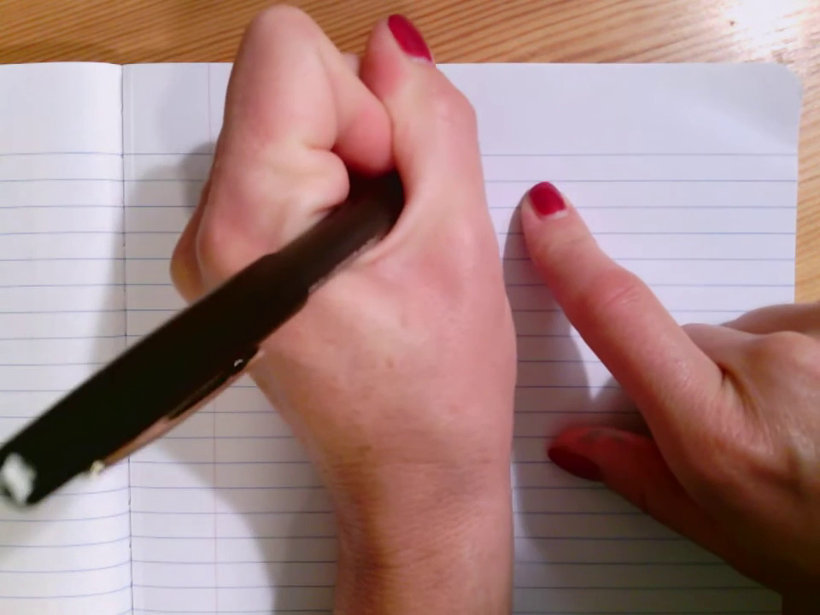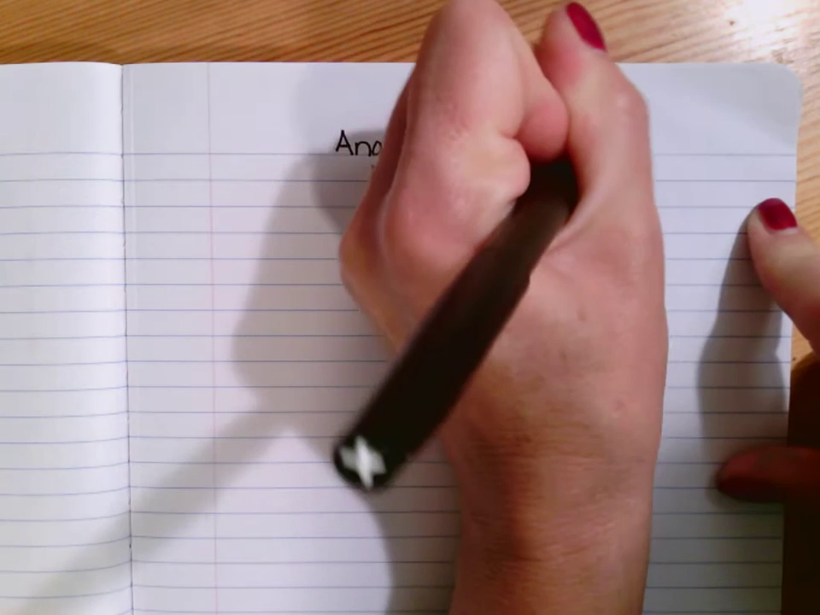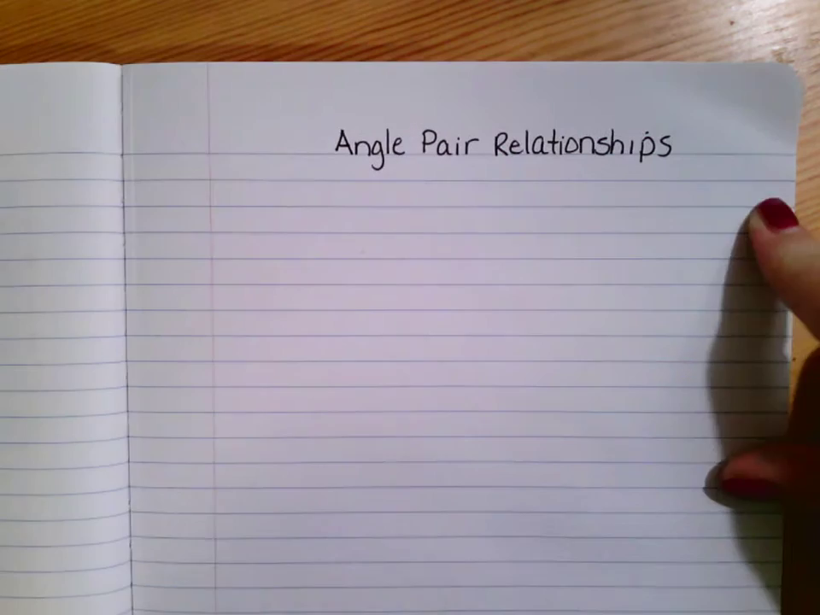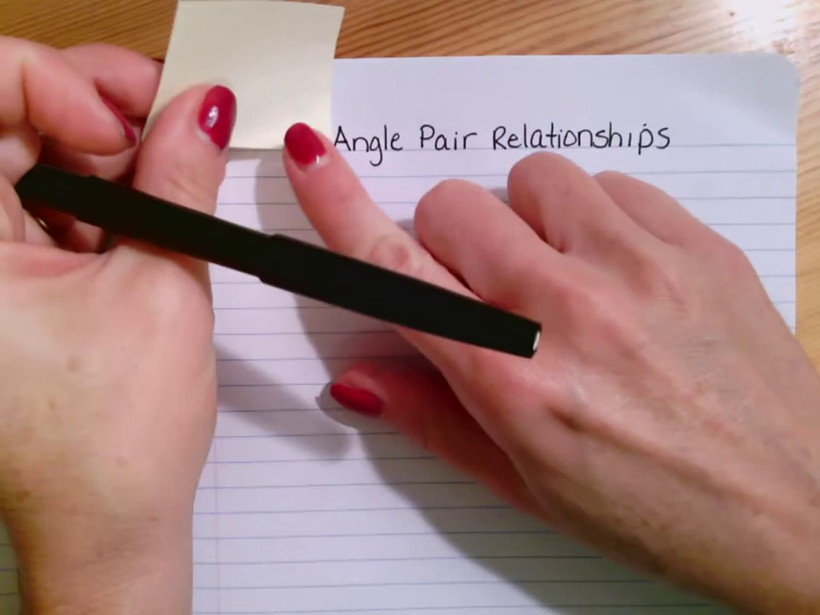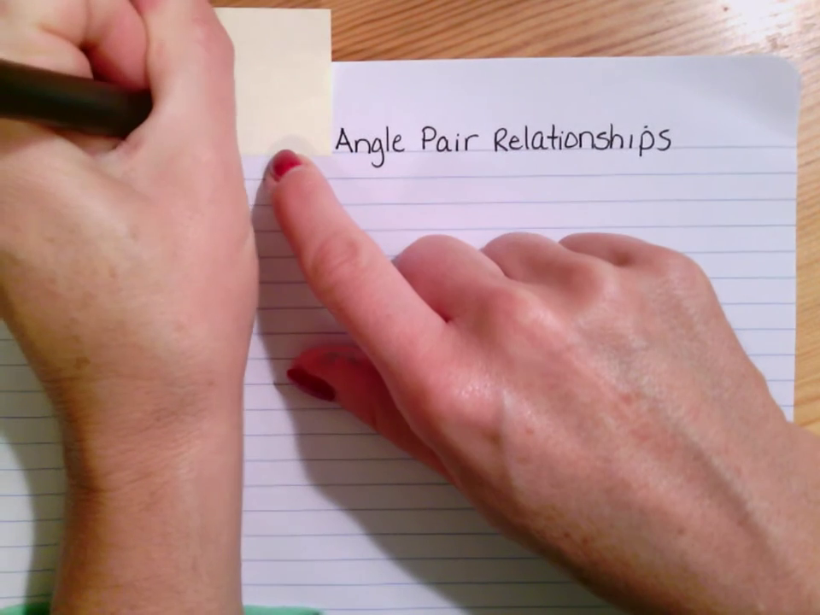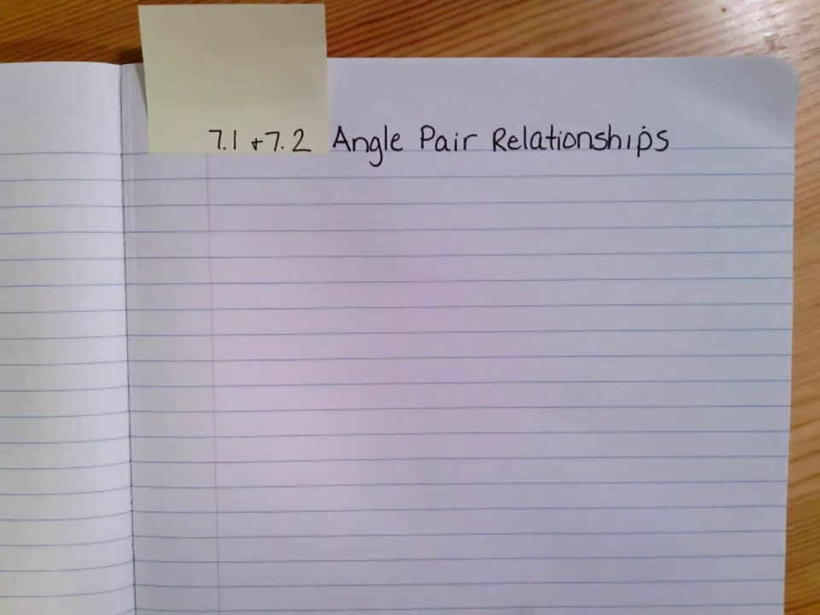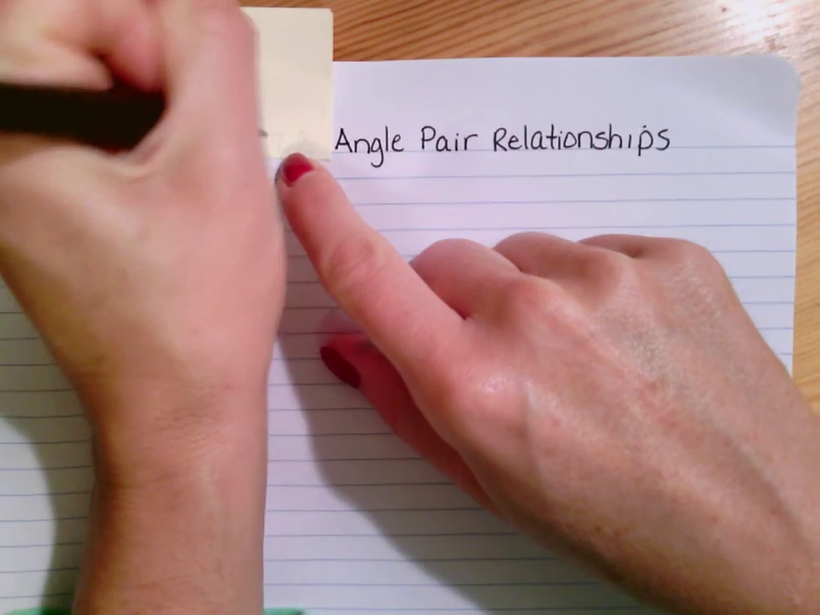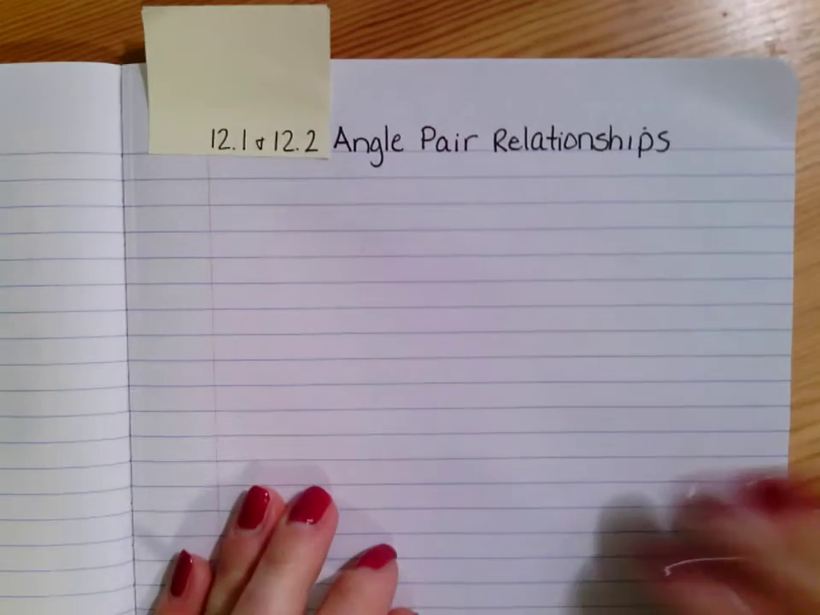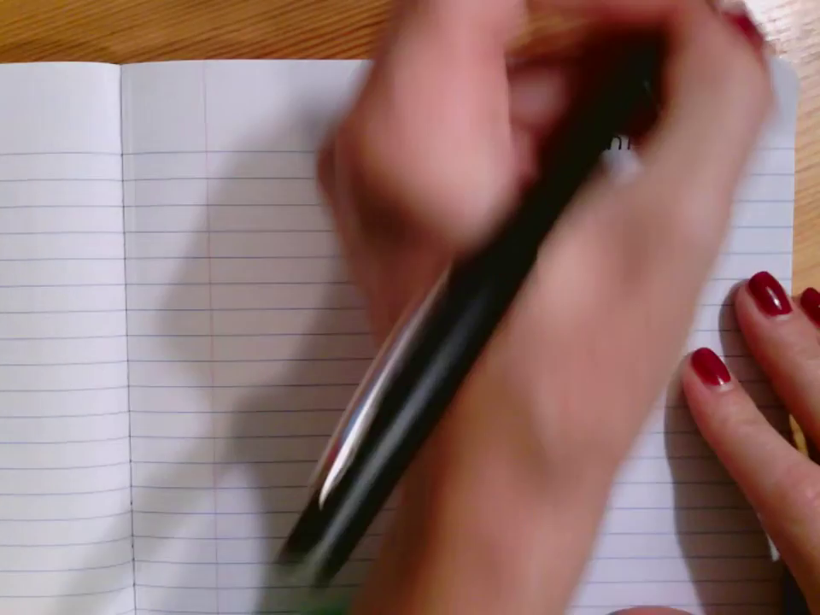So, angle-pair relationships. But again, if you are in the non-track class, you can write this. I'll show you what you would write. So if you're in the non-track class, you would write 7.1 and 7.2 angle-pair relationships. And if you're in the Pinnacle class, in your book, it's 12.1 and 12.2. So depending on which class, you'll fill that in. I'm going to leave mine blank, like I said, so that I only record this once.